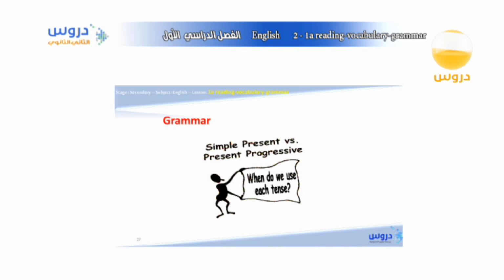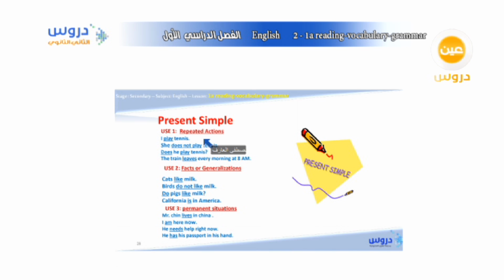Let's take more easy examples about the simple present and the present continuous or the present progressive and see the difference. So let's start with the simple present or the present simple. We use it for what? Repeated actions. Actions you do every day or actions you do more often. I play tennis. If you say I play football, maybe you play football every day, or maybe every week. But this is simple present. Why? You repeat the action.